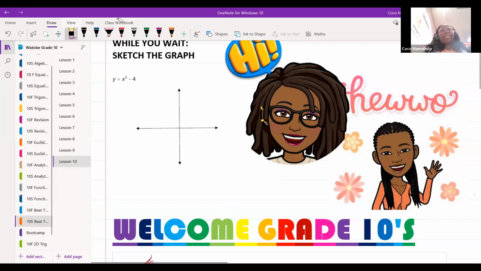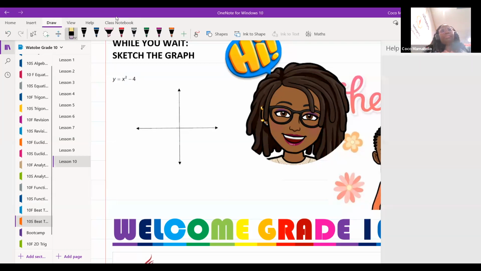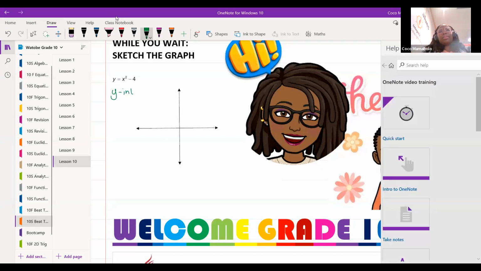What is my y-intercept, guys? Who can tell me? What is my y-intercept going to be here? Good, excellent, Nico, that's it. It's -4. Remember, when we look for our y-intercept, guys, we need to make x equal to 0. And if I make x equal to 0, I'm going to get y is equal to 0 squared minus 4, and that's going to equal -4.